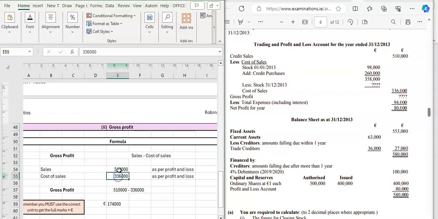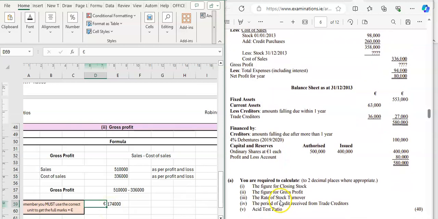So because we've identified the figures that we need, we're now going to input these figures into the formula. So the sales of 510,000, take away the cost of sales of 336,000. That's going to give us a gross profit of 174,000. Now remember, the units that you need for this is euros. So it's 174,000 is our gross profit. And that's the second working for Robinson 2014 paper, ordinary question 5, the ratio question.